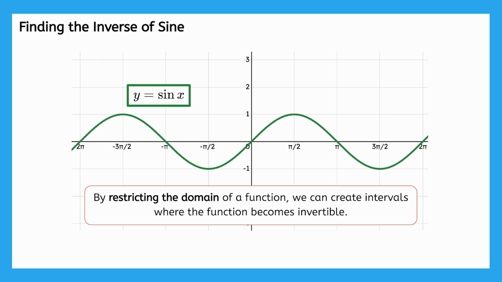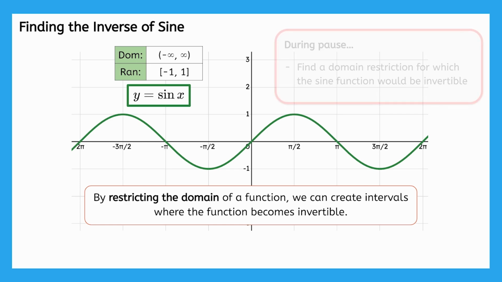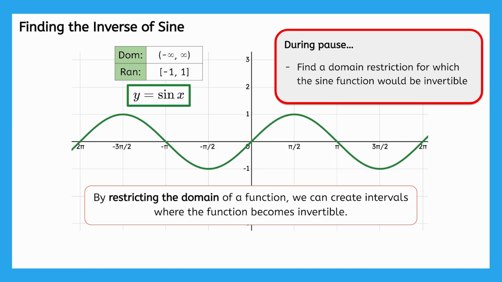As is, the sine function has a domain of -infinity to infinity and a range of -1 to 1 inclusive. On your own, analyze the graph and find a domain restriction over which the sine function would be invertible. Pause the video now.